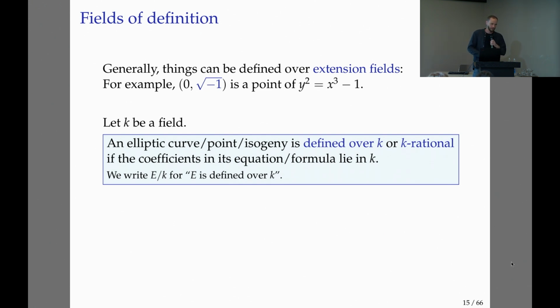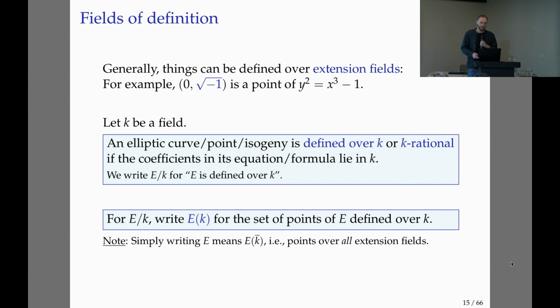Okay, so again, just a definition and some notation. Saying a point, for me, means really a point over the algebraic closure. And if we want to speak about points that lie over a specific field, we have this notation, say E(k), with parentheses here. This will show up every now and then.